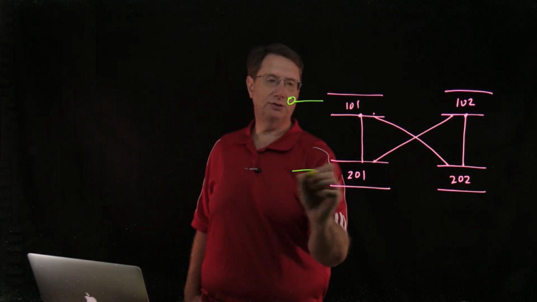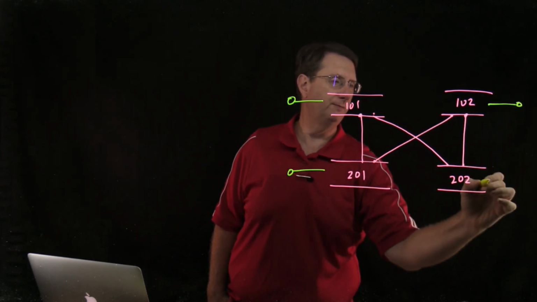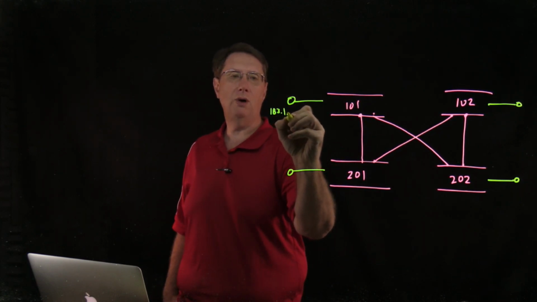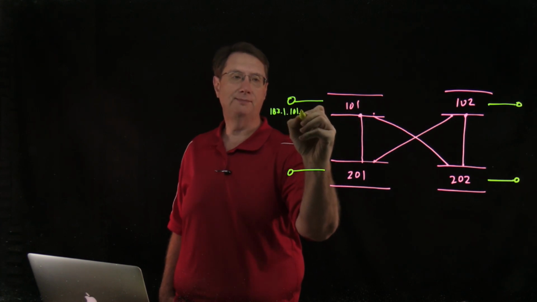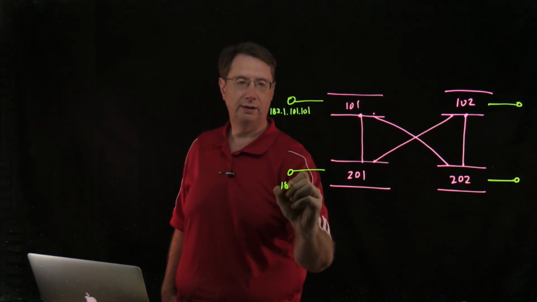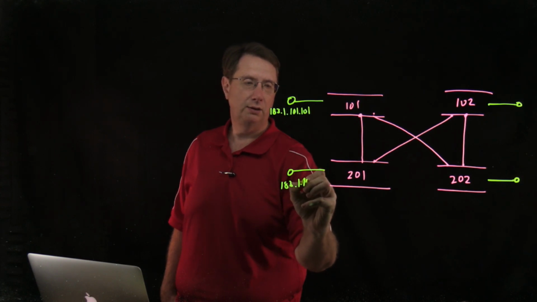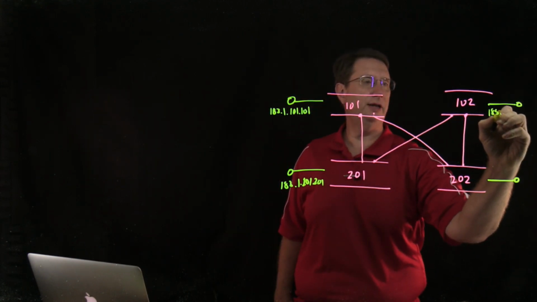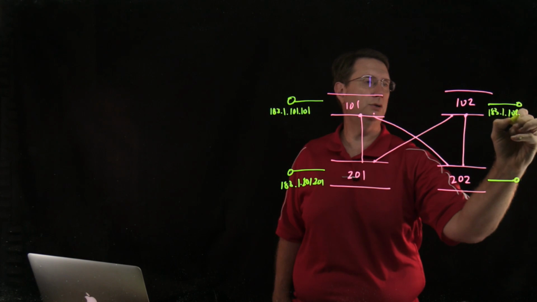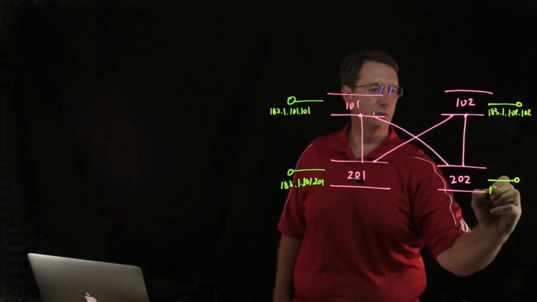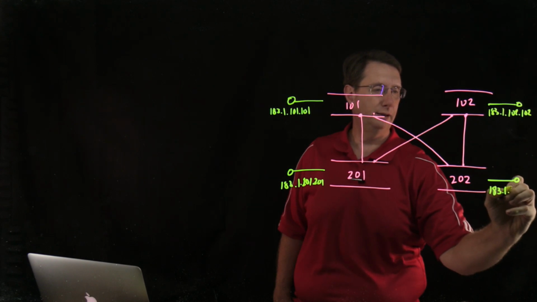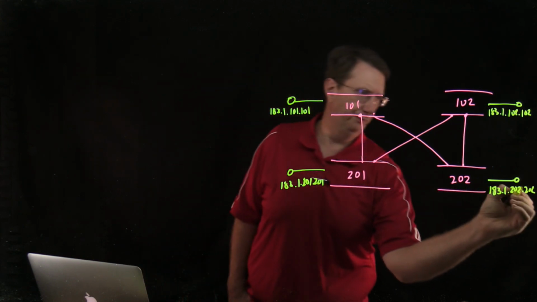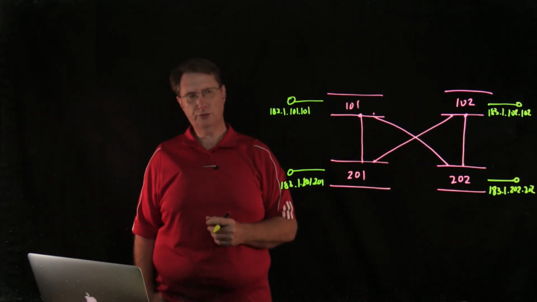Now what I did is I went in and I created a loopback interface. That loopback interface was created on each one of these respective switches. We gave it an IP address of 183.1, and then it was the router number twice. 183.1.201.201, and then over here 183.1.102.102, and 183.1.202.202. So those are the interfaces that we configured.